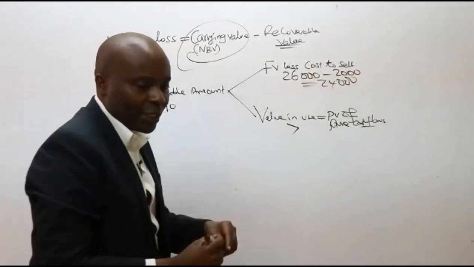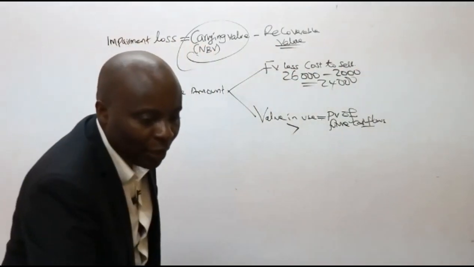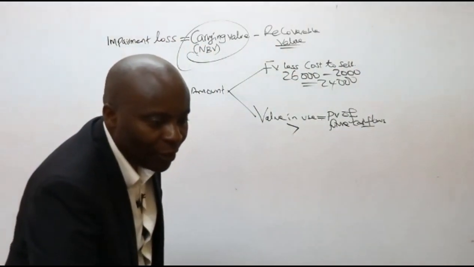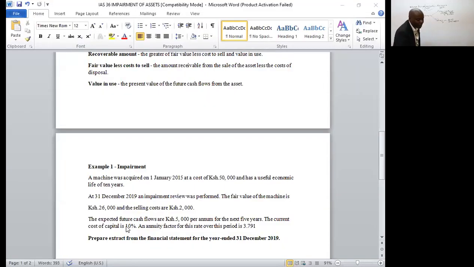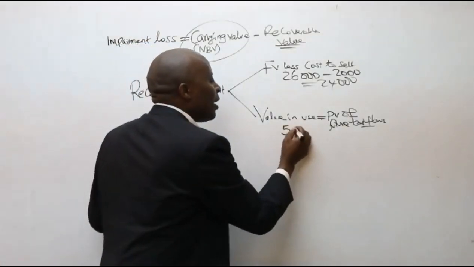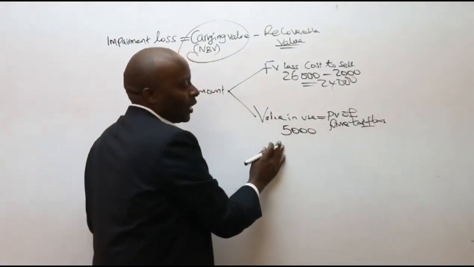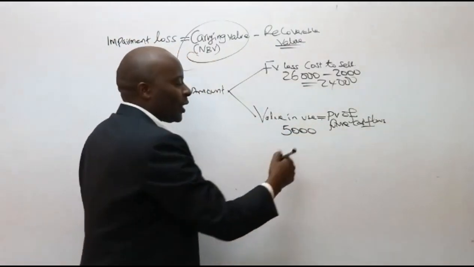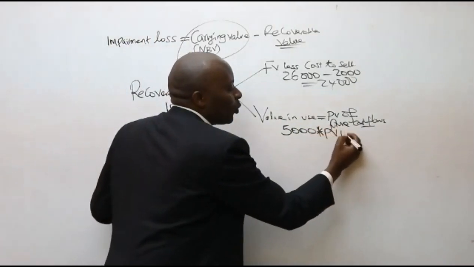From there, we're looking at value in use. So value in use, ladies and gentlemen, they're telling us that the expected future cash flows are 5,000 per annum for the next 5 years. The current cost of capital is 10%, but fortunately, they have given me the annuity factor as 3.791. So remember, we say that value in use, if we continue using this asset, we've been told we shall derive a cash inflow of 5,000. It's an annuity.